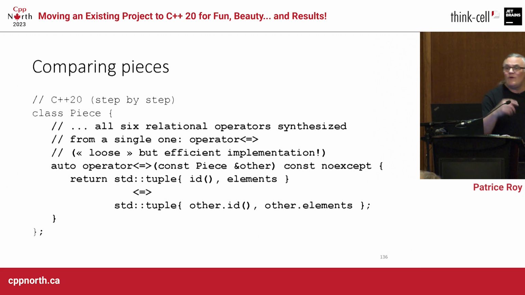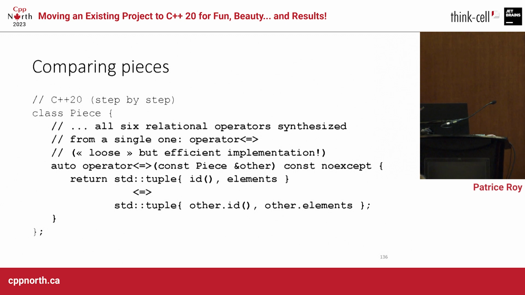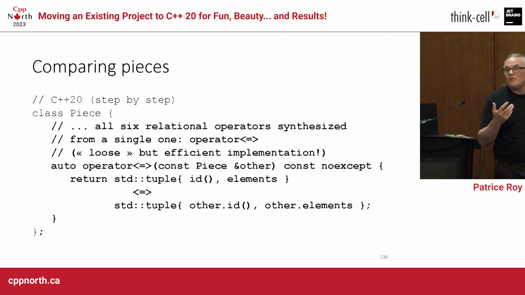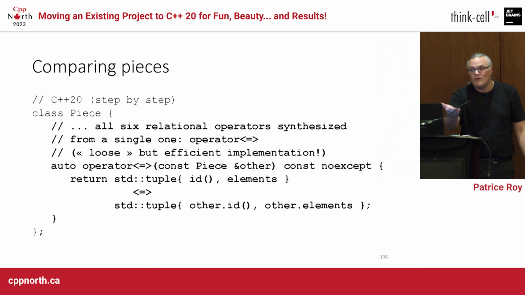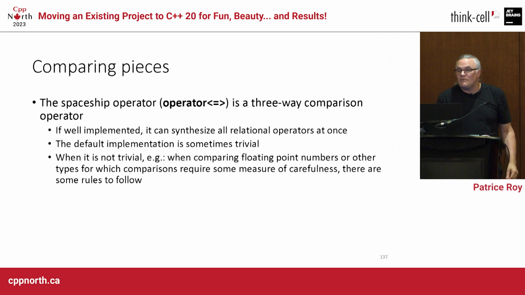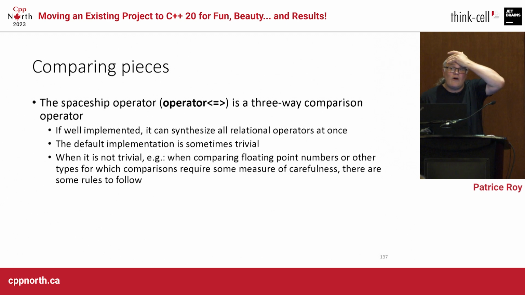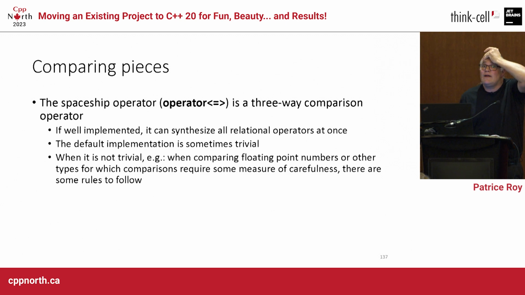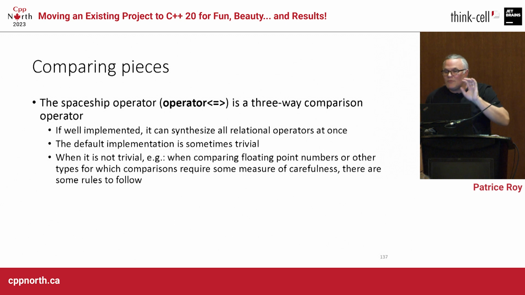Now, I didn't even write the code because I was doing simple lexicographical comparison of my members in order. So I'm creating tuples and using their spaceship to do the work. This was trivial to write. It's actually very efficient. So if, because sometimes it happens, you are fine with this kind of implementation, writing the relational operators has become almost trivial. When it's not trivial, you need more care, but there are rules for that.